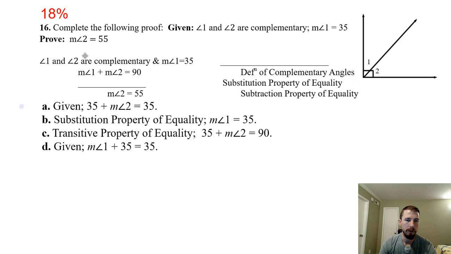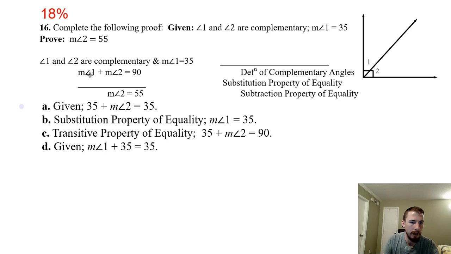All right, complete the following proof. Given that angles 1 and 2 are complementary and that angle 1 is 35, prove that. The first statement is given. That's just restating everything that was given to us up here. So our justification for the first part is just going to be that it is given to us. So if we look down here, it has to be either A or D because the first part's given.